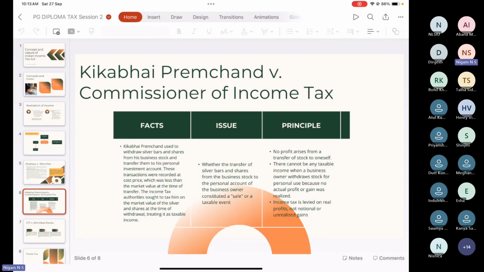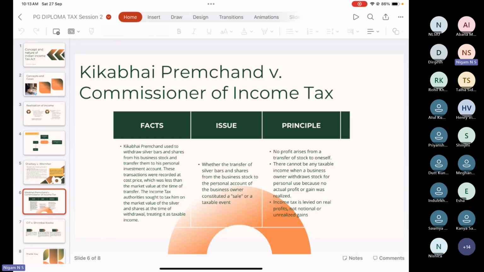So when he took it out for accounting purposes, he said, I have spent 50 rupees on these silver bars. When I take them out, I'm just going to say that 50 rupees has been taken out.